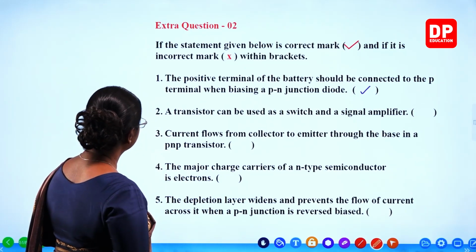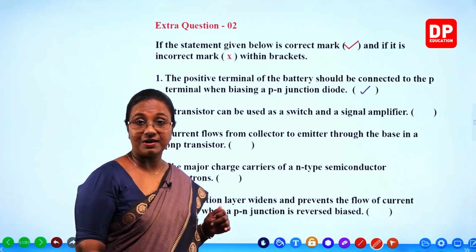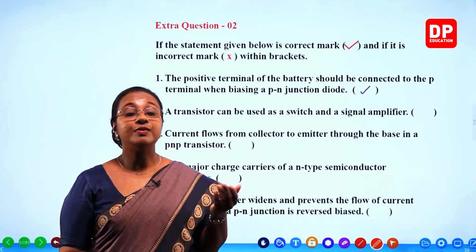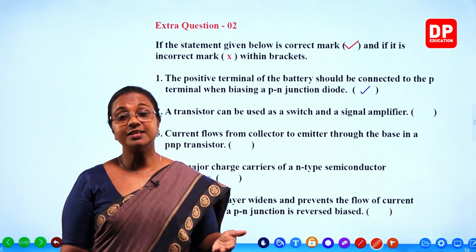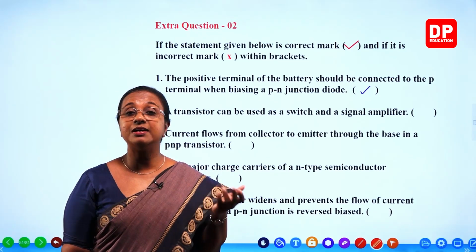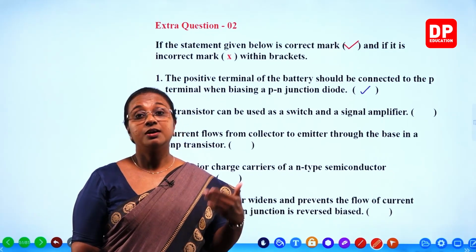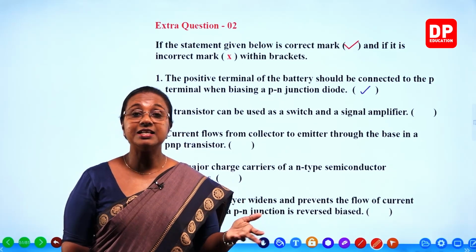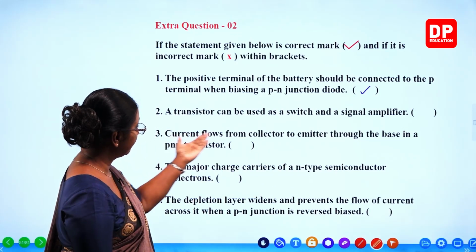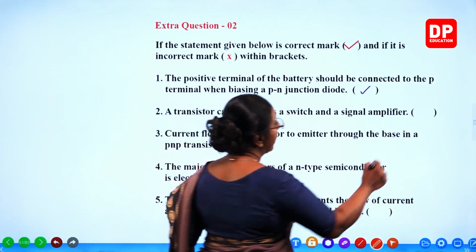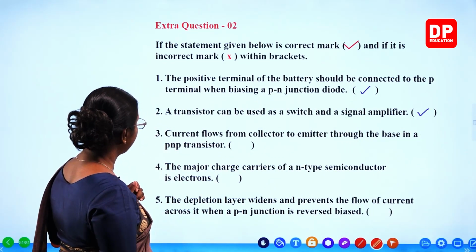Then the second one. A transistor can be used as a switch and a signal amplifier. That is also correct, no? We have discussed many functions of transistors. It can be used as a signal amplifier, current amplifier, a switch, and also light dependent switch with a light sensor. So like that, we can use transistors in many ways. It can be used as a switch and a signal amplifier. Correct.